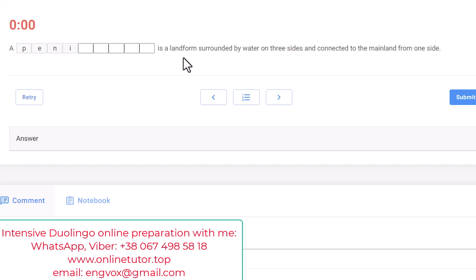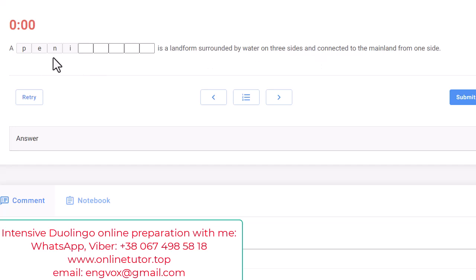The first stage. What is the topic? Landform, surrounded by water, sides, connected, mainland. It's geography, having to do with water, seas, oceans, and the mainland. Mainland is the continent or a huge mass of land, such as Europe, Asia. So it's about geography, about some geographical form, because it's a landform. If you understand it, it's already good.